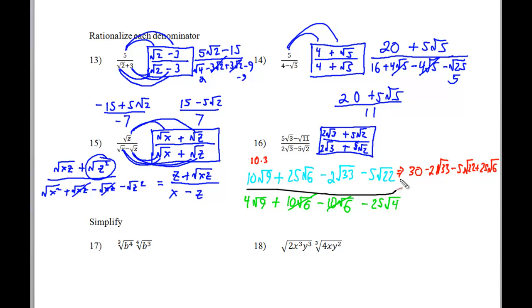Sorry that got so squished there, but you'll see that there's really nothing we can do with these radicals here. They cannot be simplified because 33, 22, and 6 cannot be simplified by any of our radicals. Now down below, 4 times the square root of 9 is 4 times 3, which is 12. And the negative 25 times 4 is technically negative 25 times 2, so that's negative 50. So 12 minus 50 is negative 38. And this, in red, is our final answer to the problem.